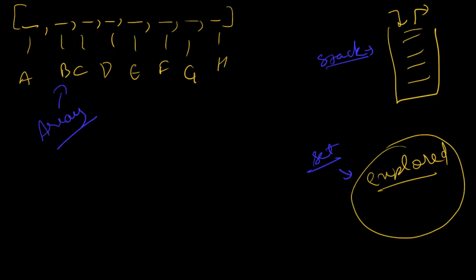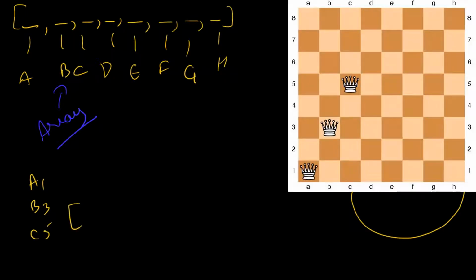Let's see how the configuration will look like. Suppose I want to say that I've got a queen on A1, B3 and C5, the configuration will look like A1, B3, C5, and the rest of them will have zeros.